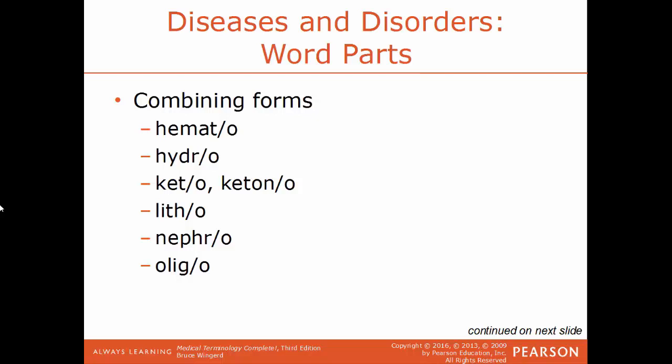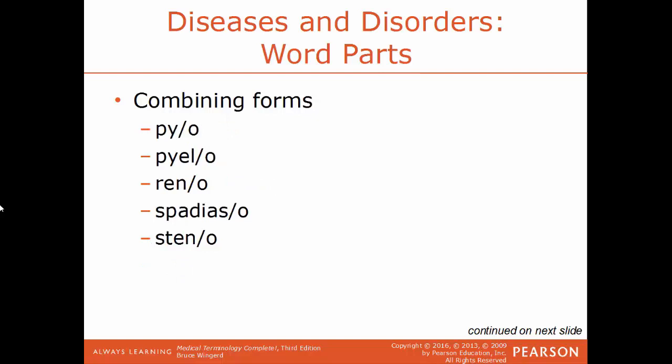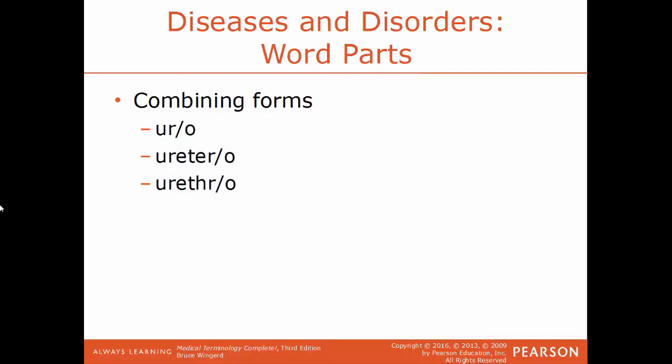Oligo means a few or a scant amount. Pio means pus. Pyelo means the renal pelvis. Reno means the kidney. Spadias is a reference to tear or to cut. And steno is a reference to constricting or narrowing. Uro is a reference to urine. Uretero is a reference to the ureters. And urethro is a reference to the urethra.